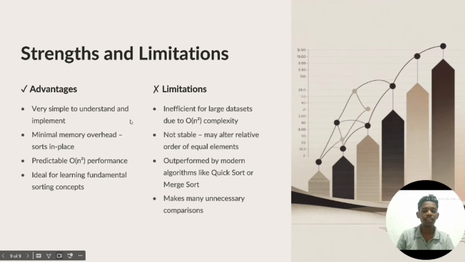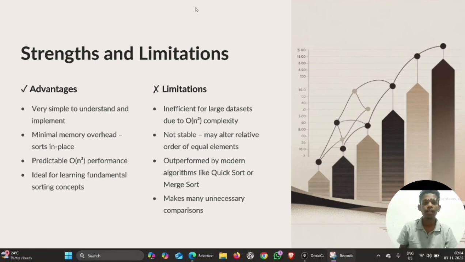Let's see the advantages and disadvantages. The advantages are selection sort is simple to understand, works well for small data sets, and uses minimal memory. The limitations are it is slow for large data sets as the time complexity is n square, it is not stable, and it is outperformed by modern algorithms like quicksort or merge sort.